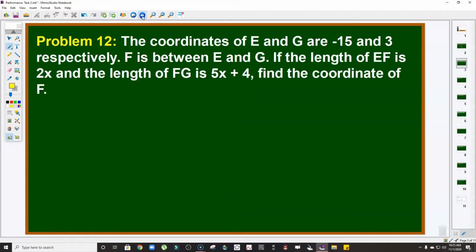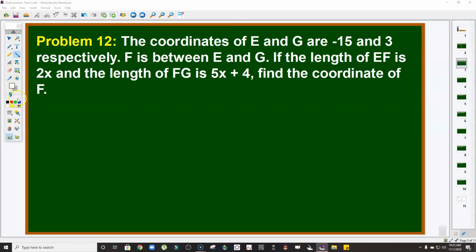Okay, let's have problem number 12. The coordinates of E and G are negative 15 and 3 respectively. F is between E and G. If the length of EF is 2x and the length of FG is 5x plus 4, find the coordinate of F. Okay, this is something related to problem number 11.